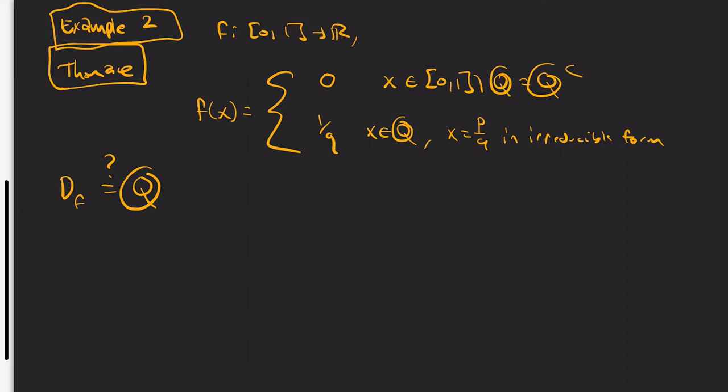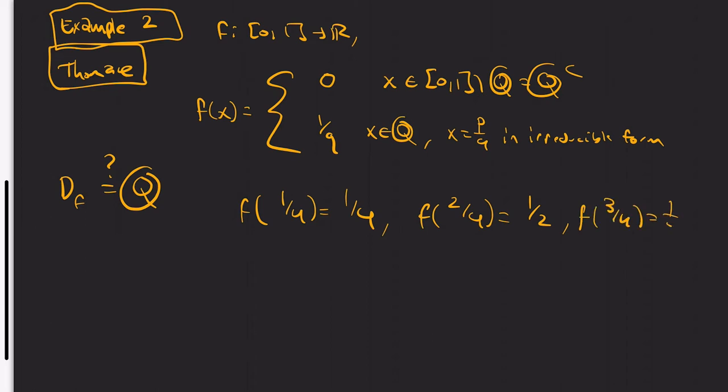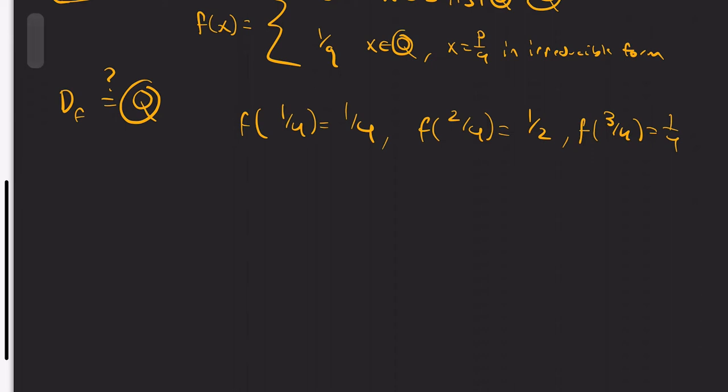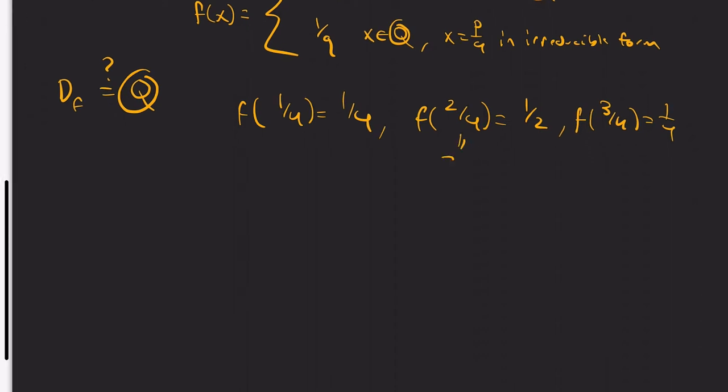Whenever x is rational, I find its irreducible form, p over q, where p and q are coprime. They have no common members of their prime factorization, or irreducible form, whichever way you prefer to formulate it. And I take 1 over its denominator. So, for example, f of 1/4 is 1/4, but f of 2/4 is 1/2, because 2/4 is 1/2. I need to get it into irreducible form. f of 3/4 is 1/4.